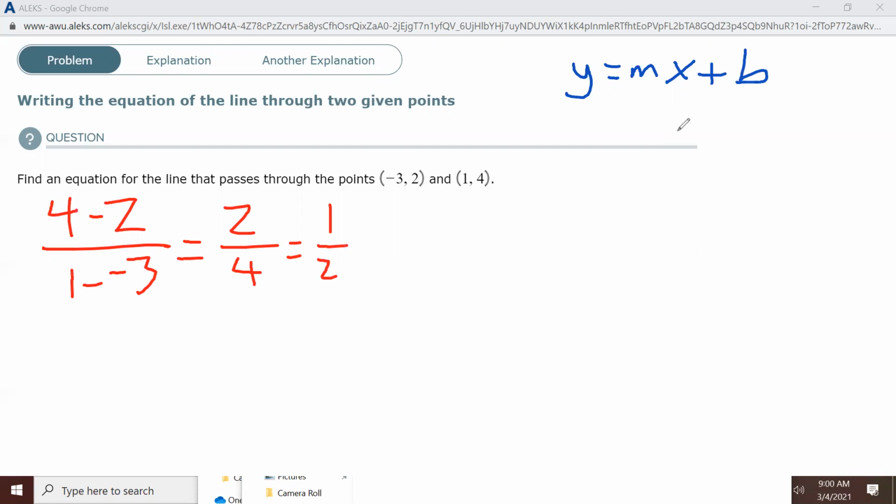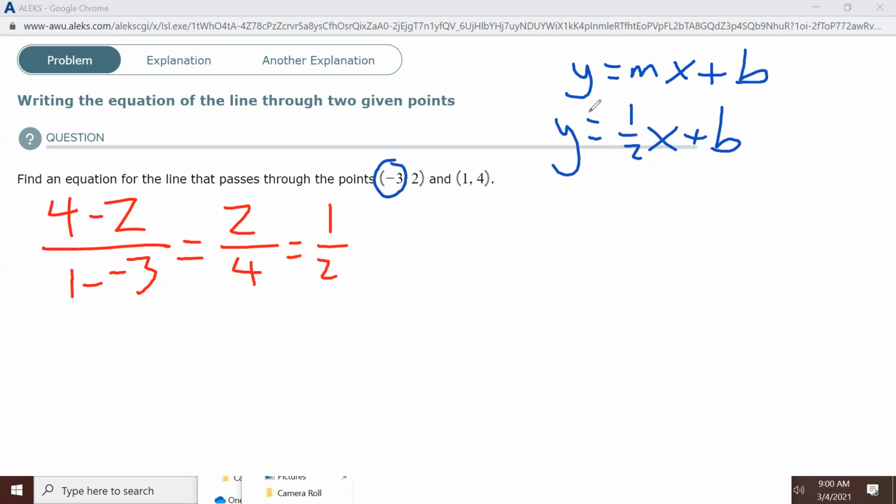So we know that the equation of the line has a slope of 1/2. And all we need to do now is find the y-intercept. To do that, I will select either of these 2 points. It doesn't matter which. I'll just use the first. I'll plug that point in for x and y and solve for the y-intercept, b.